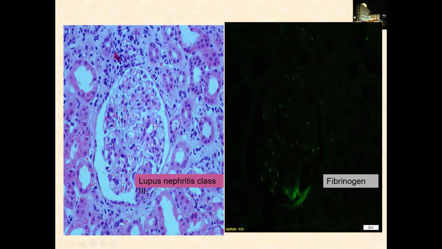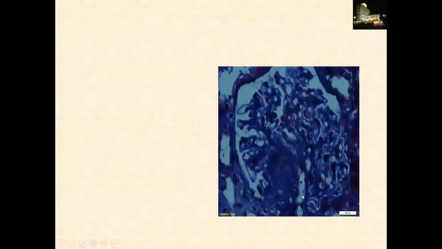This is a case of class 3 or class 4 lupus nephritis. That is, here we have fibrinoid change with fibrin exudation and early crescent formation. That is a very nice finding. This is staining for fibrinogen, after the occurrence of fibrinoid change and elaboration of fibrin, and an early or starting crescent formation.